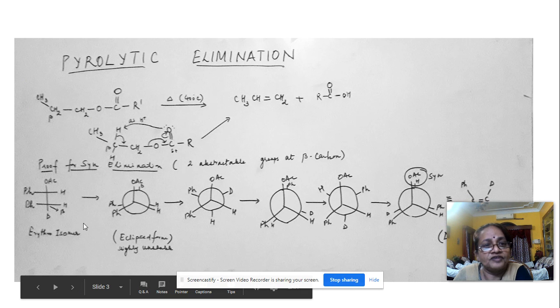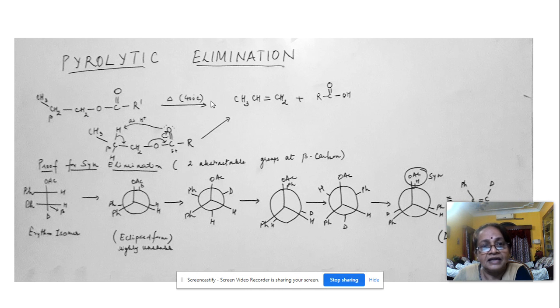Now, coming to the first example, that is your acetate here. The reaction takes place at nearly 400 degrees centigrade. You can see here that the oxygen present here behaves as a base and abstracts the hydrogen which is present at the beta carbon in the form of a proton. Now, I'll be taking two examples. One is the threo and the erythro isomer.